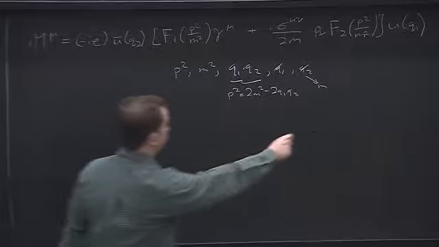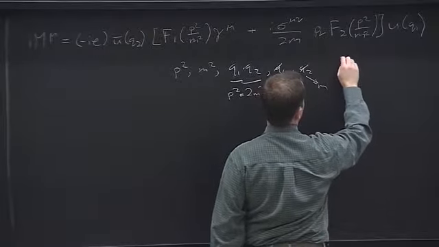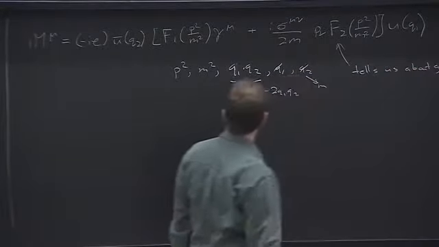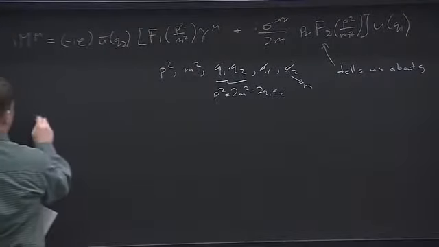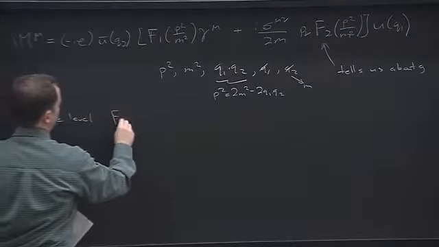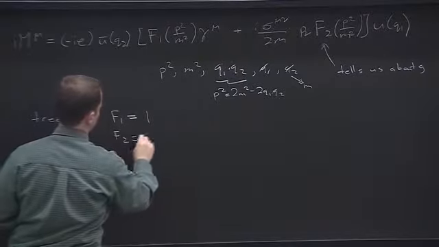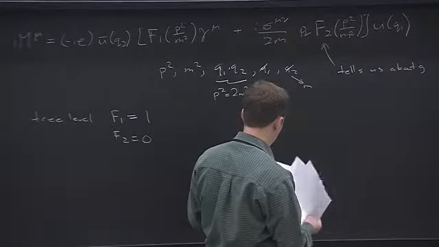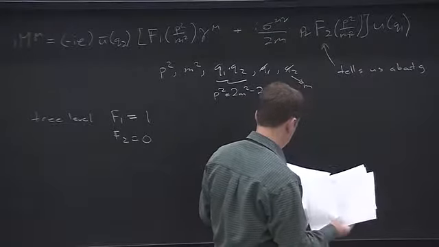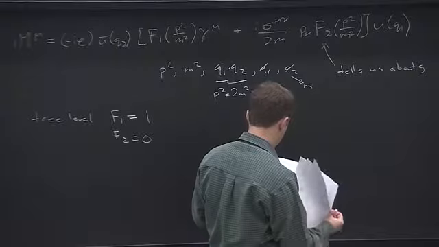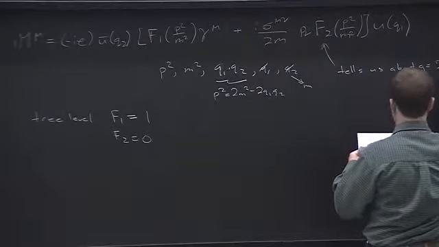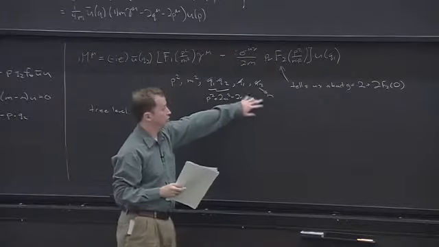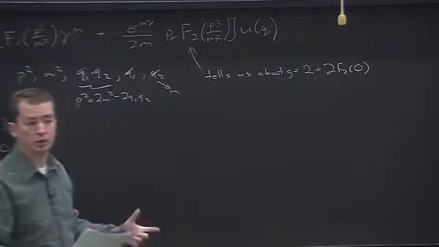And so this term is the one that tells us about the magnetic moment. And we know at tree level that F1 is 1 and F2 is 0. It turns out the relationship between F2 and g is that g turns out to be 2 plus 2 F2 of 0. So the magnetic moment is measured at long distances, so at low energies.